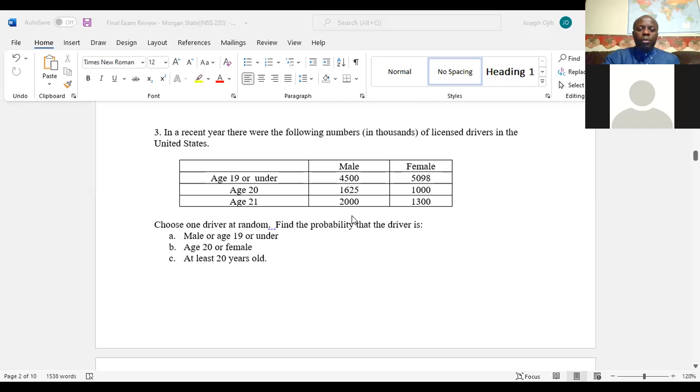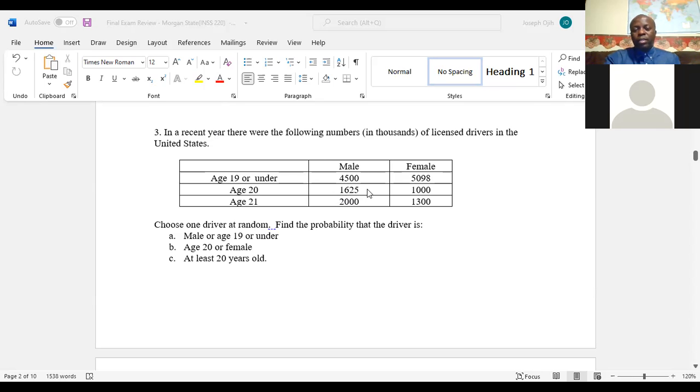Okay, so let's start the next session and finish up for today. Then next week we continue from where we stopped. Now I'm gonna share my screen to you. This is what we had before we left. I say in a recent year, there were the following numbers of licensed drivers in the United States. This is old data, as I'm sure you know.